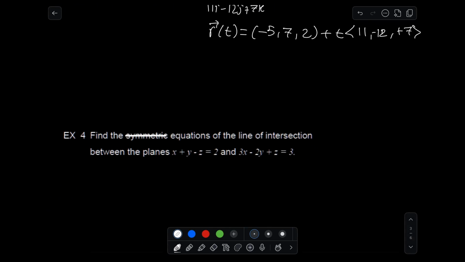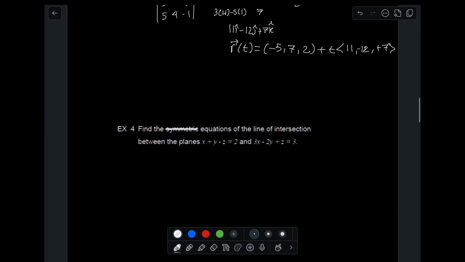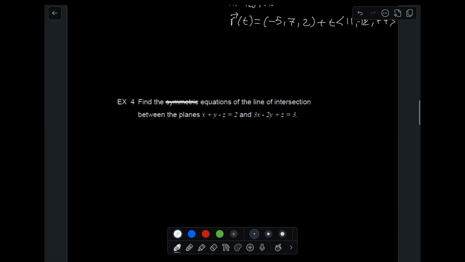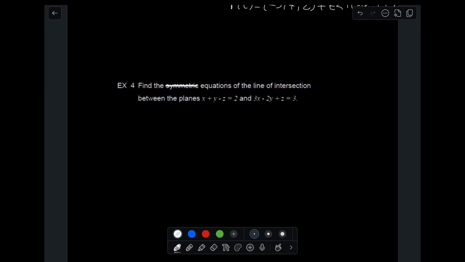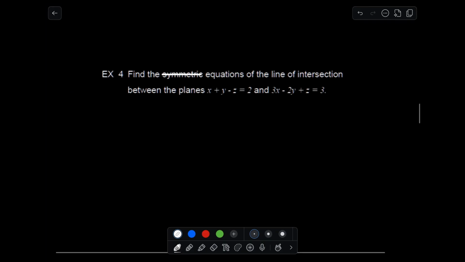And now that we have this, we have example number 4, trying to find the equations of the lines of intersection between the planes x plus y minus z equals 2 and 3x minus 2y plus z equals 3. Now this one involves a similar thing that we did in the previous problem with the cross product of the two planes. And before you pause the video, what I would say for the setup of this is that these planes are going to be perpendicular at the point of intersection. So that's where the cross product will come in, right?